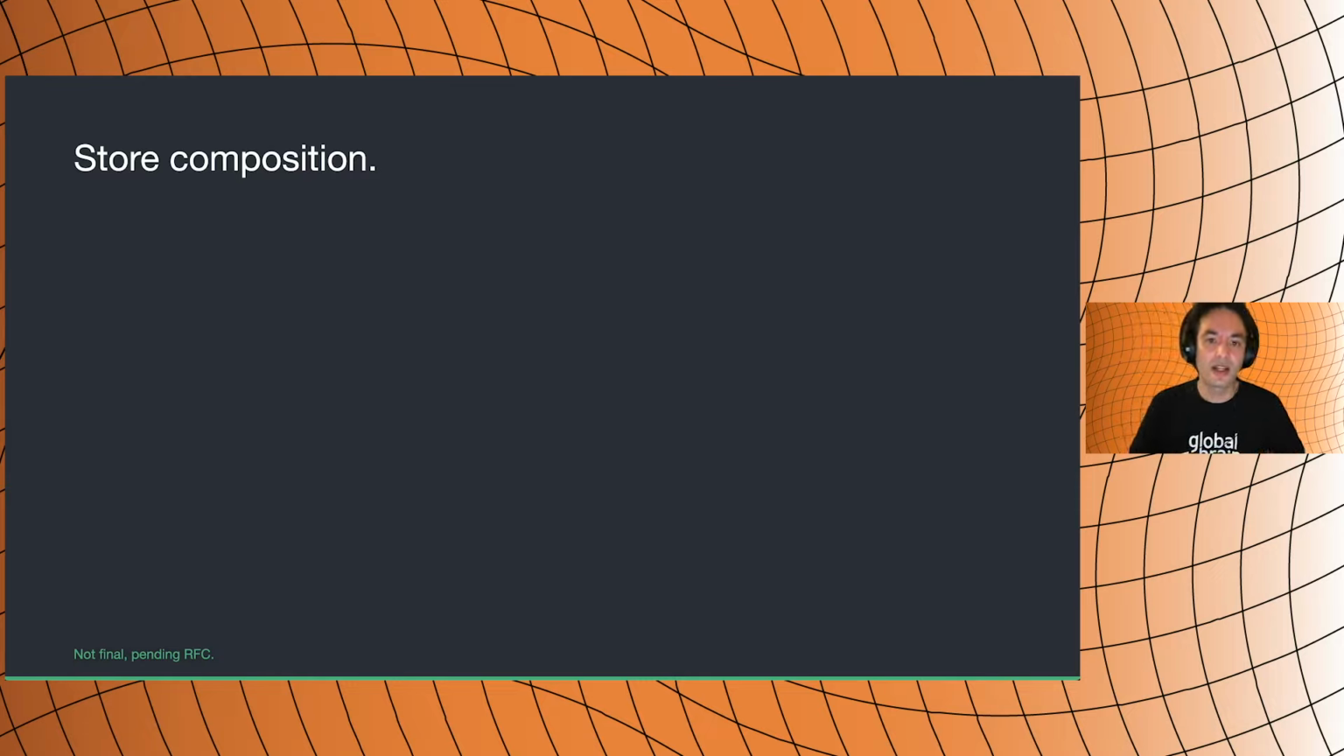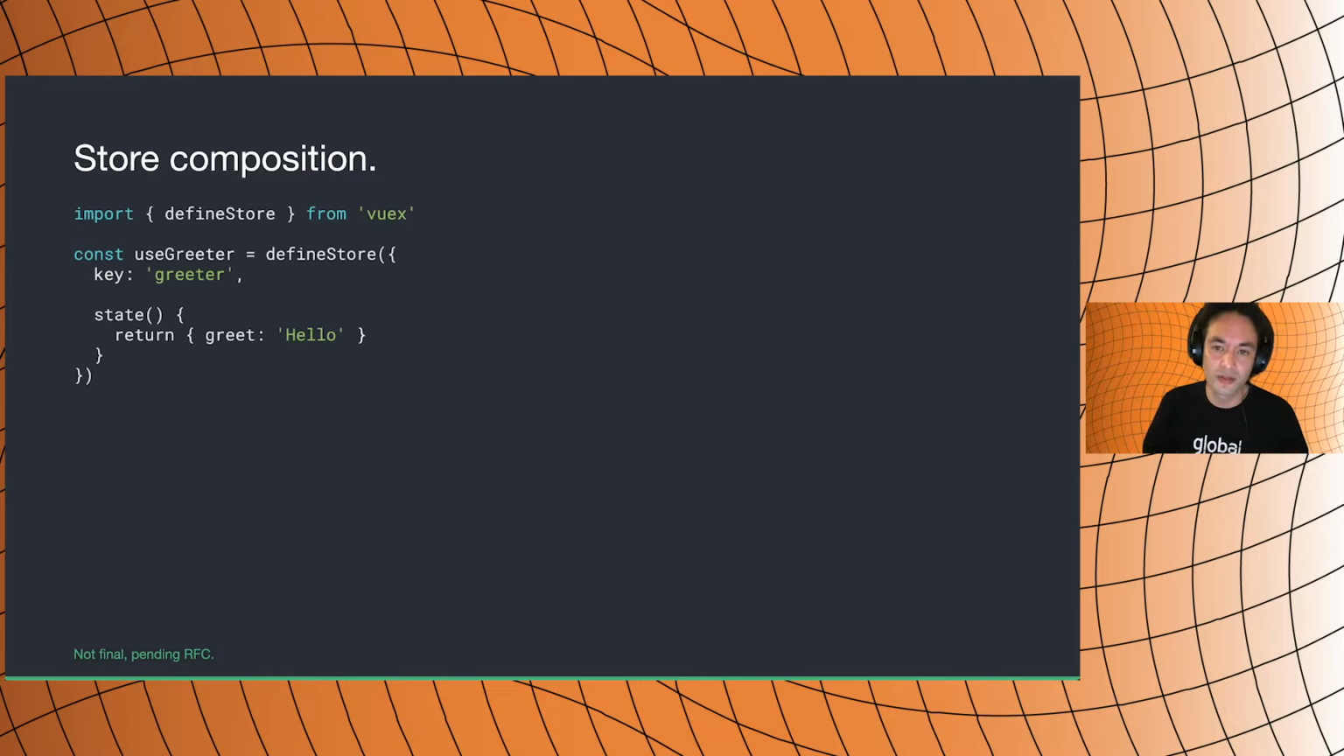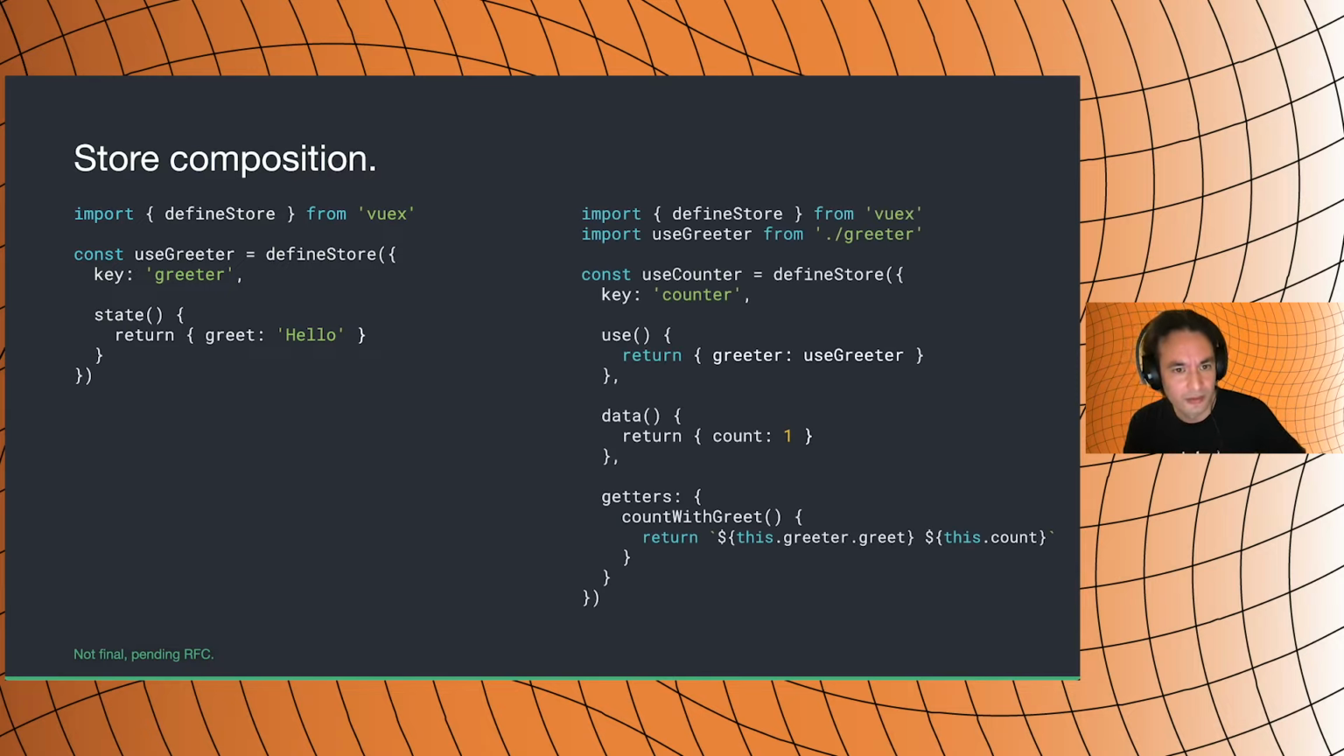So let's say we have this greeter store. It's defined in options API. It only has a single state property called greet. And let's say we want to use this greeter store inside the previously defined counter store. Let's first take a look at the options API pattern. Here we have useCounterStore, which uses greeterStore.